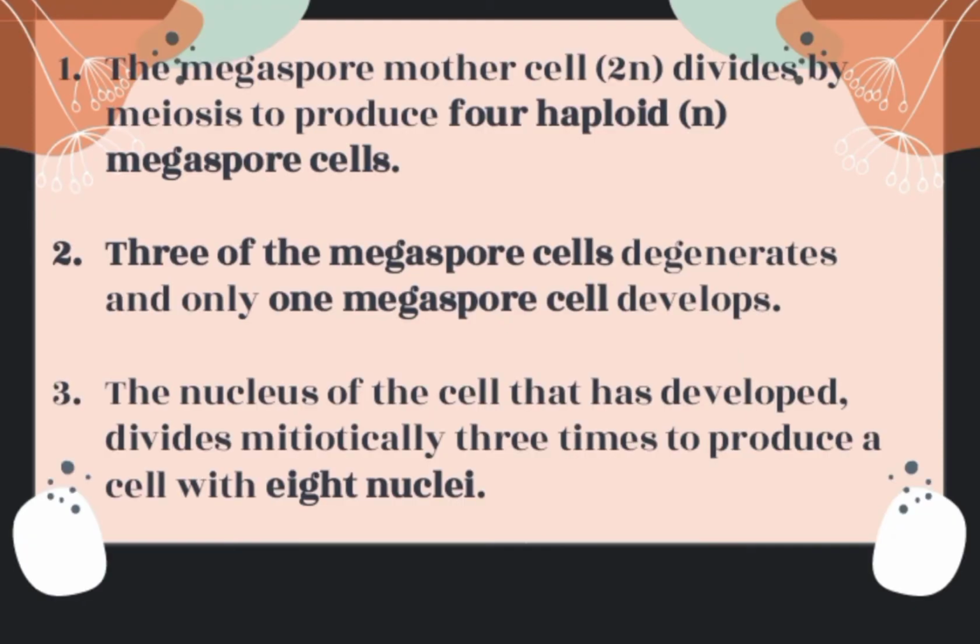First, the megaspore mother cell divides by meiosis to produce 4 haploid megaspore cells. Second, 3 of the megaspore cells degenerate and only 1 megaspore cell develops. Third, the nucleus of the cell that has developed divides mitotically 3 times to produce a cell with 8 nuclei.